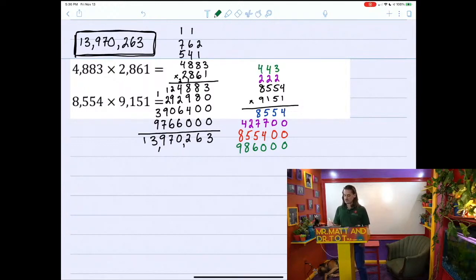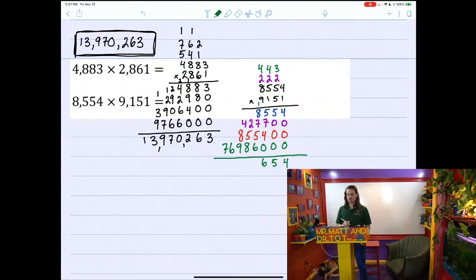Then we have 5 plus 7 plus 4. 5 plus 7 is 12. 12 plus 4 is 16. So keep the 6, carry over the 1. 1 plus 8 plus 7 plus 5 plus 6. So 1 plus 8 is 9. 9 plus 7 is 16. 16 plus 5 is 21. And 21 plus 6 is 27. So we're going to keep the 7, carry over the 2.